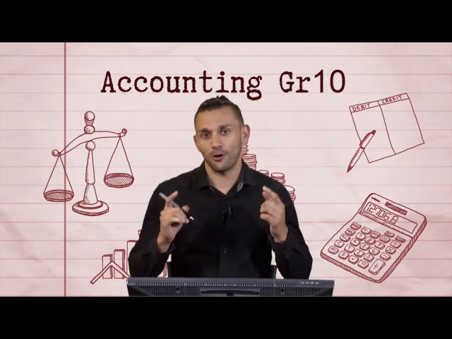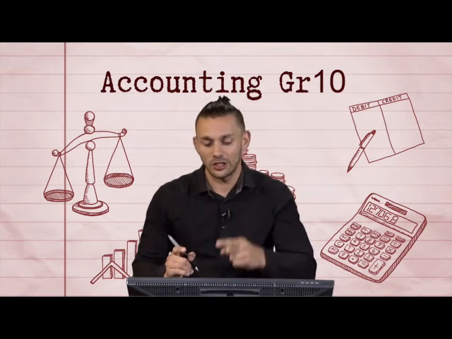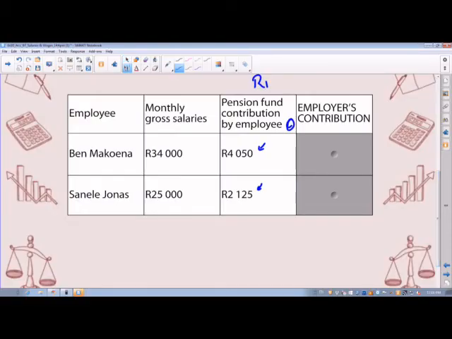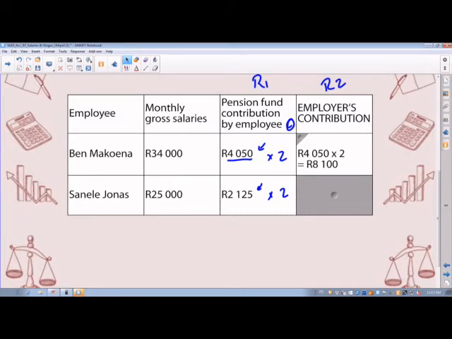Okay guys, so hopefully you got both of these right. Let's look at it. You have to take your 4,050 times 2 because the employer gives 2 Rand for every 1 Rand the employee gives. And the same thing with Sanele Jonas, you have to take your 2125 times 2 to get your answers. Therefore your answers will be 8,100 and 4,250. So that is when the employer contributes as well. Let's go look at the next contribution.